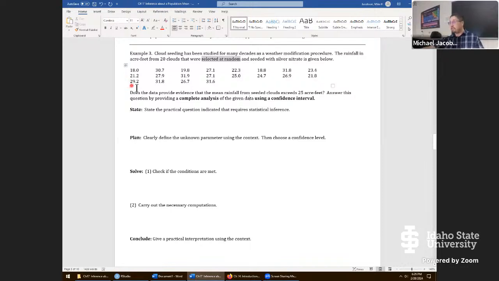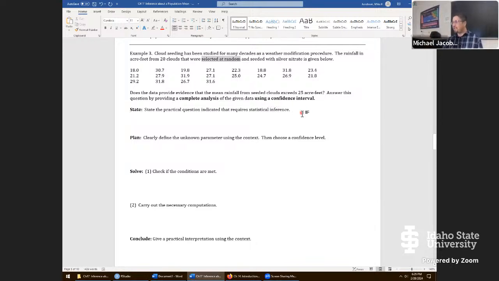And they ask us the question, does the data provide evidence that the mean rainfall from seeded clouds exceeds 25 acre feet? Now, we could formulate this as a hypothesis test and answer the question. But for this one, we want to do it with a confidence interval using a complete analysis, which is an absolutely valid way to answer that kind of question. Think of this one as really a two-part question. We want to estimate the amount of rainfall from seeding with silver nitrate. We also at the same time want to see if our estimate includes exceeding 25 acre feet. It's more about the confidence interval on this one.